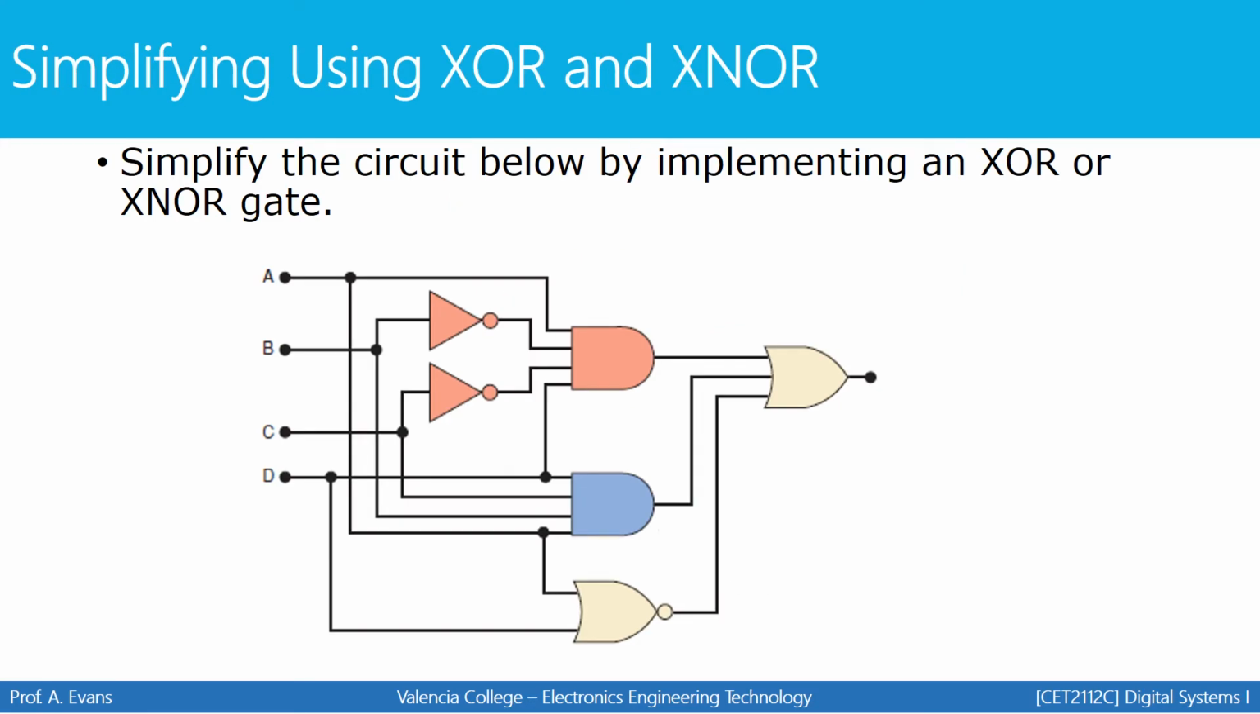So, in your notes, you have a circuit that looks like the one on the screen, and I want you to try to simplify that circuit below by implementing either an XOR or an XNOR gate. We did a lot of simplification in the last two videos. What I want you to do is pause this video now and try to simplify this circuit. Remember, to simplify, we begin by writing the expression for the output and then trying to use Boolean algebra to manipulate that into something simpler. So take a second and see if you can come up with a simpler circuit that would use an XOR or an XNOR gate.